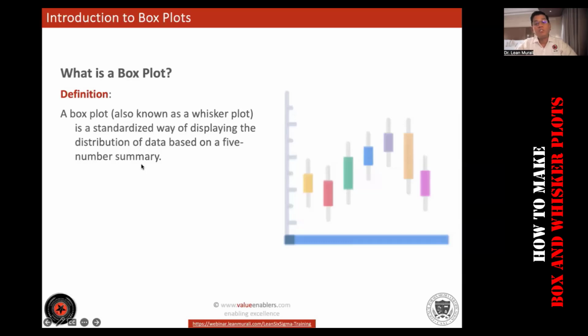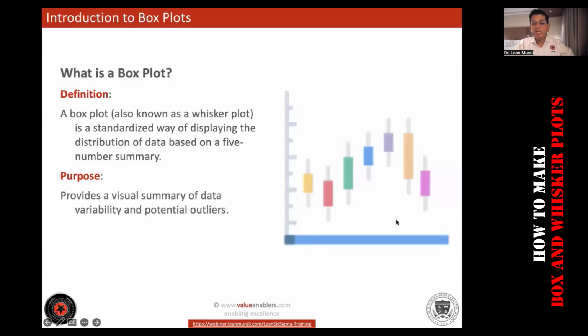A box plot is also known as a whisker plot because not only the box but also whiskers are there. This yellow colored part is the box. Another part is called the whisker. Now, the box plot is a standardized way of displaying the distribution of data based on a 5-number summary. All of you type 5S in the chat box. It is a 5-number summary. Okay, good.